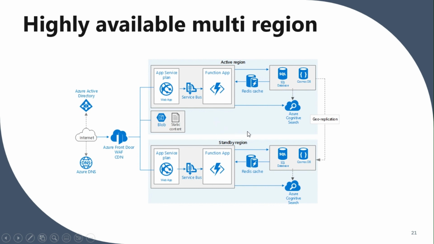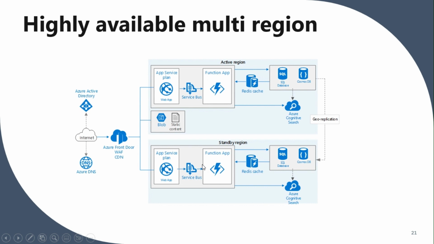And the third option is active active, where both regions are active and requests are load balanced between them. If you see this, both the active and standby regions are up and running. Whenever a request comes in, it is distributed to the active as well as the standby region.